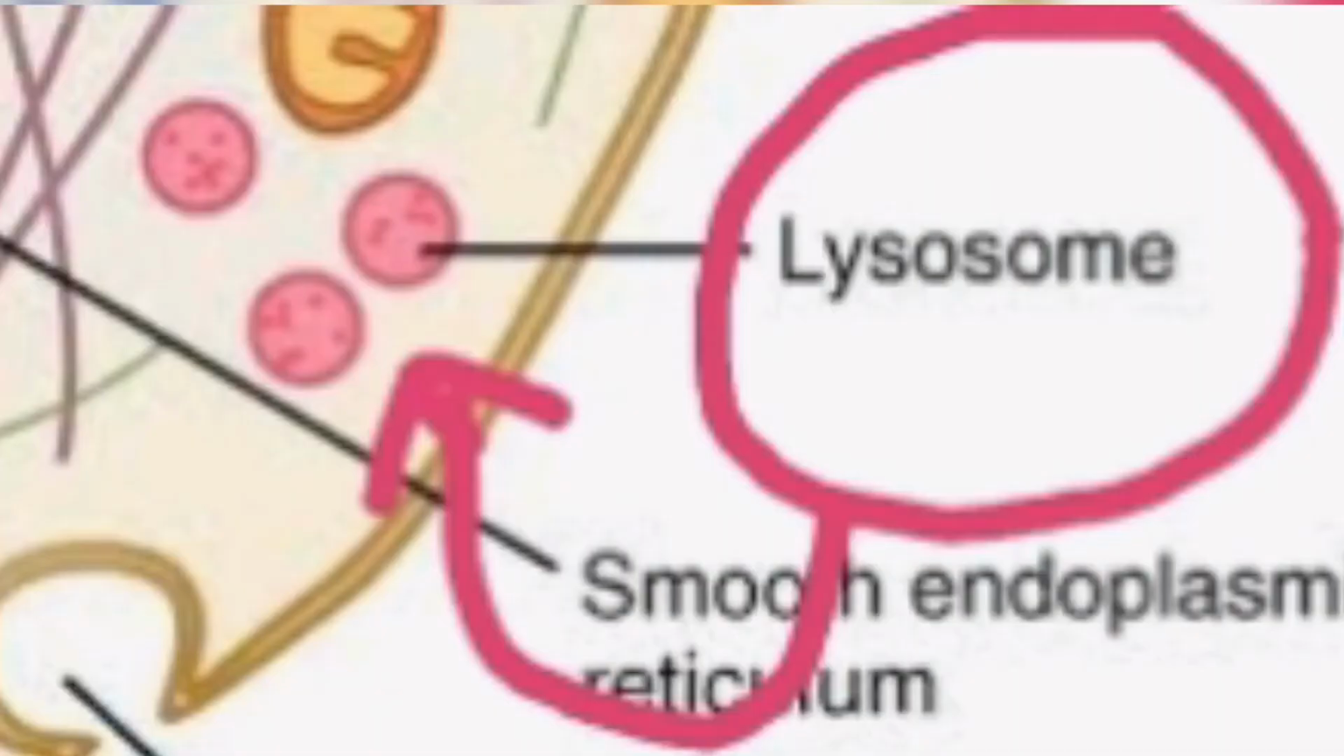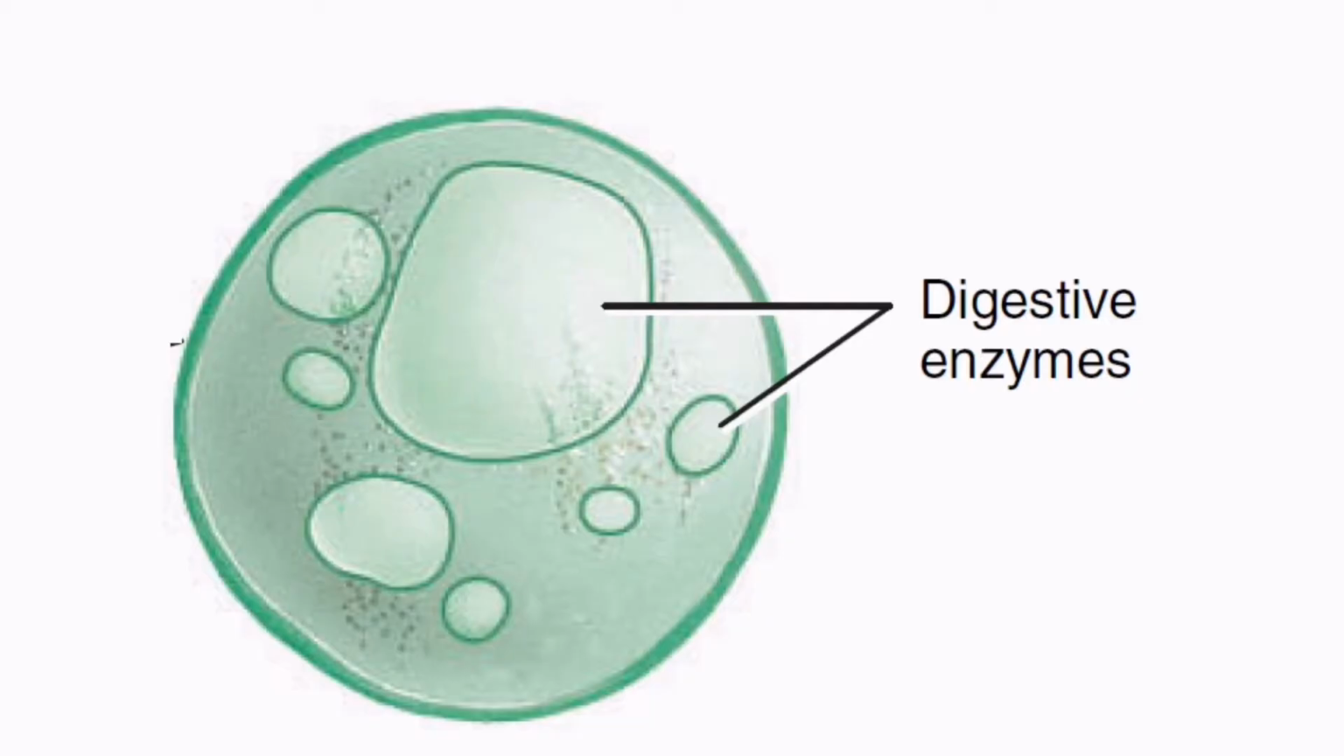In this picture, these peach colored spherical bodies represent lysosomes. A lysosome is a vesicle formed from the Golgi complex. It contains digestive enzymes. This is the detailed image of a lysosome, and in this picture the digestive enzymes are present.